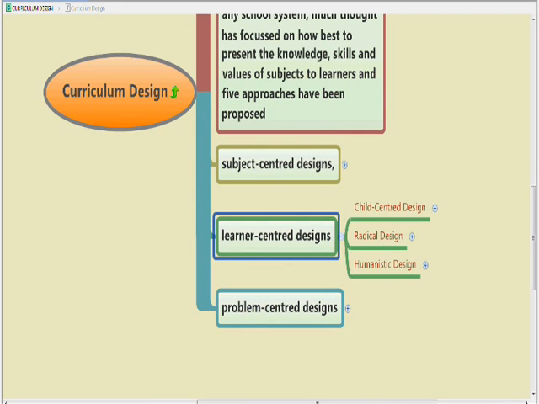Okay, now let's talk about the learner-centered design. And once again, the learner-centered design has 3 parts. You have the child-centered design, the radical design, and the humanistic design. And we will focus first on the child-centered design.